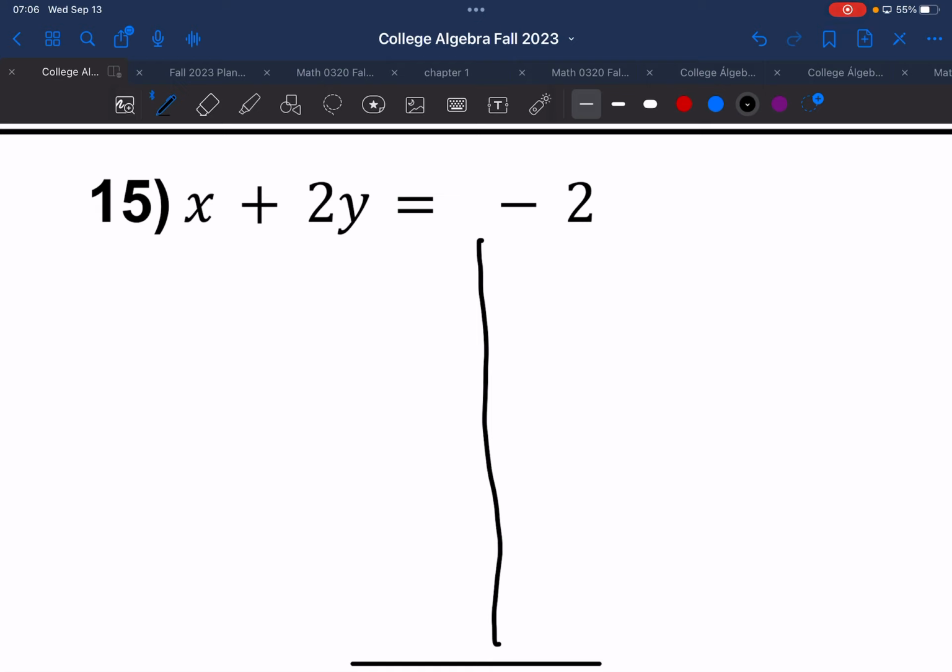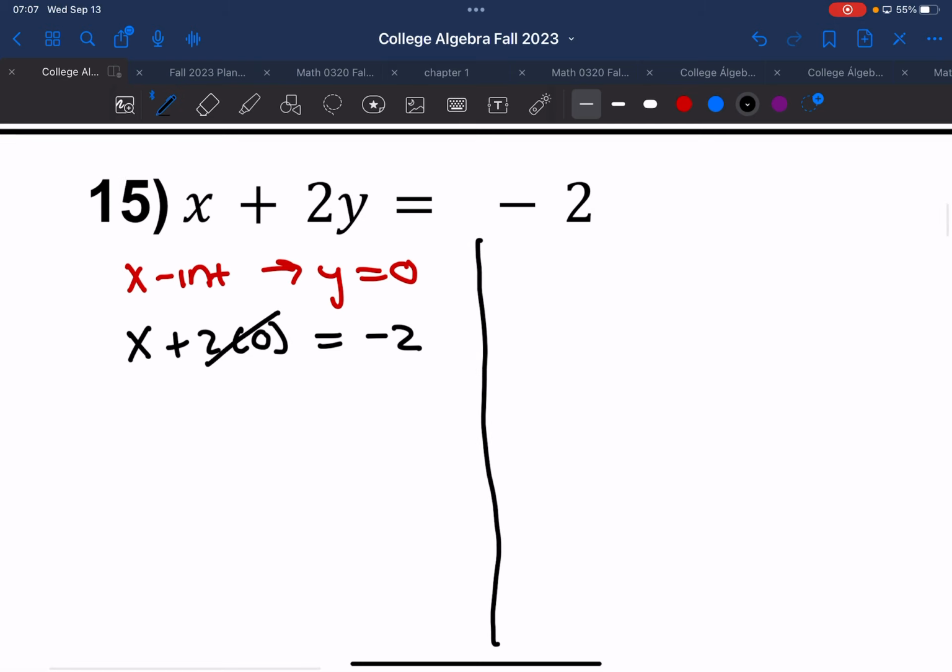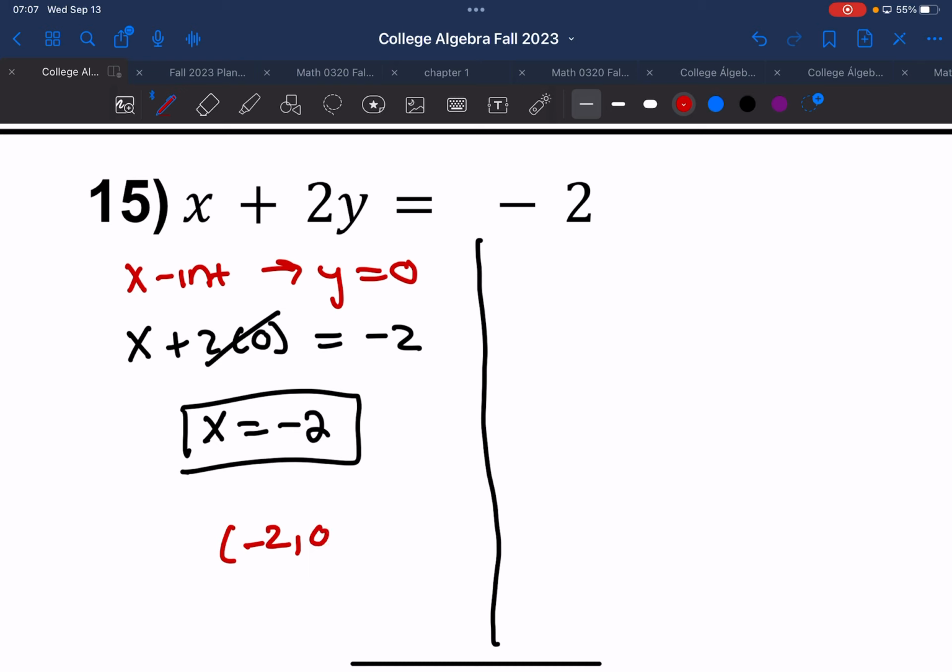Okay, so let's go ahead and start working through it. Our x-intercept is when y is equal to 0. So I'm going to plug in 0 for y. So I have x plus 2 times 0 equals negative 2. That 2 times 0 goes away, and I'm left with x is equal to negative 2. I don't have to solve any further because my x was already by itself. So writing this as a point, I get negative 2 comma 0.